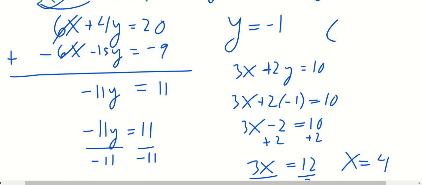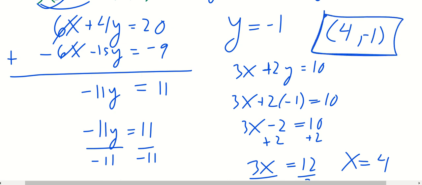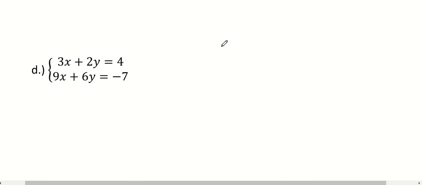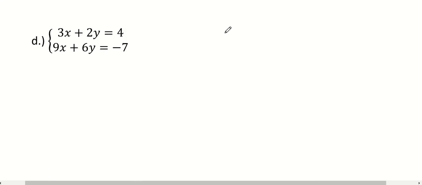So our ordered pair solution, again, don't forget to write your conclusion, x comma y is going to be 4 comma negative 1, and that's the solution to our system. Let's take a look at the next one.